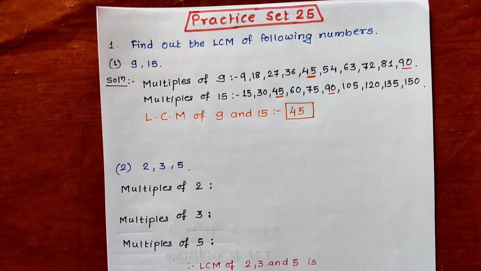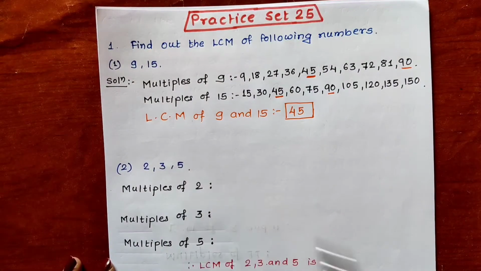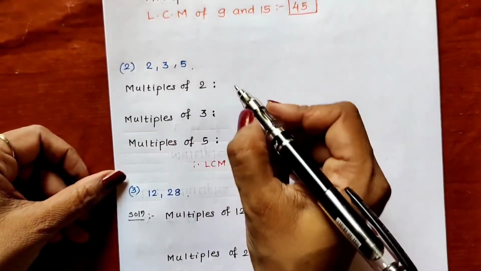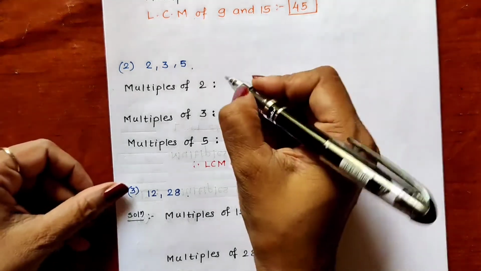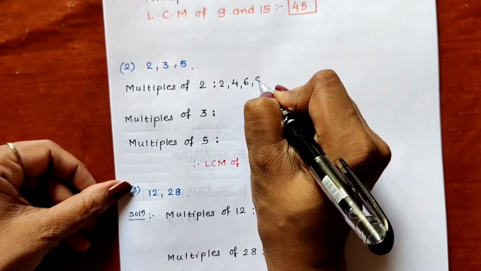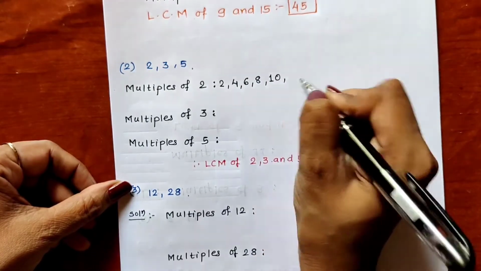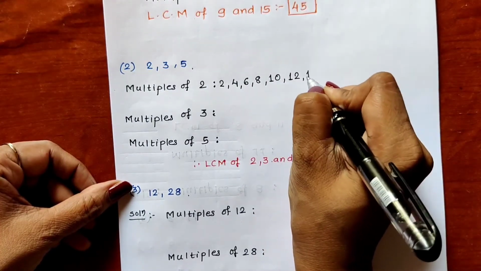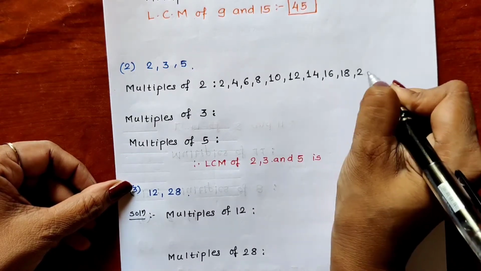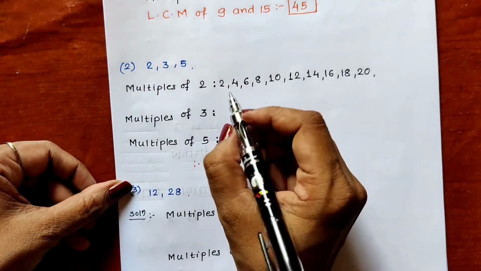Now let us see the second sum, where we have to find the LCM of 2, 3 and 5. Let us solve it. First we will write the multiples of 2, that means the table of 2. 2 ones are 2, 2 twos are 4, 6, 8, 10, 12, 14, 16, 18 and 20. Now I will write the table of 3.